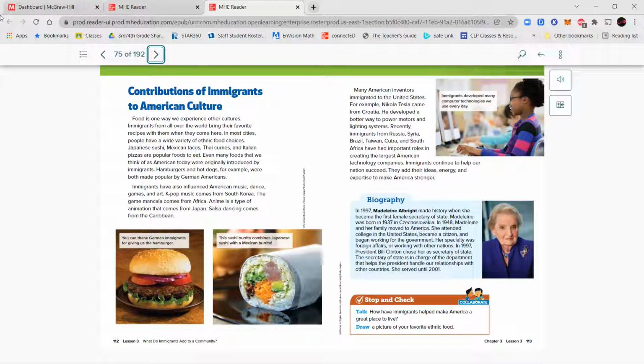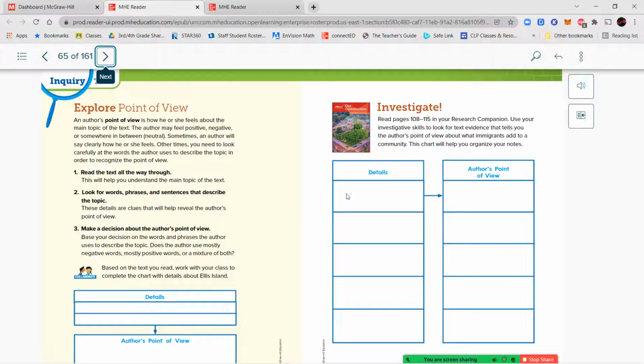All right, now we can take a look at our next section. So we've already completed 2 of the detailed sections. The third one we can talk about is that immigrants contributed to American culture. And we can see that the author here provides many examples to show the positive contributions of immigrants to American culture. So he has a very positive point of view on it.